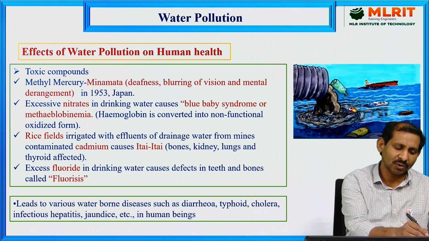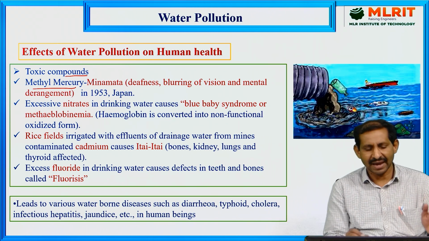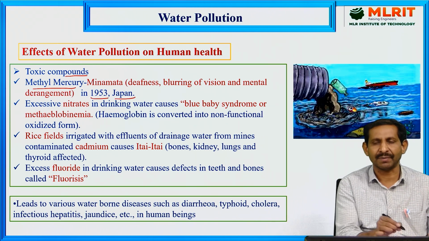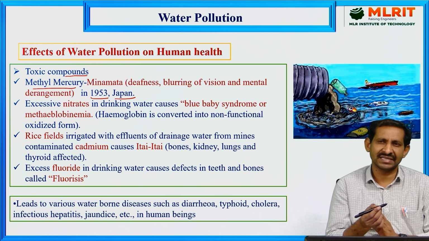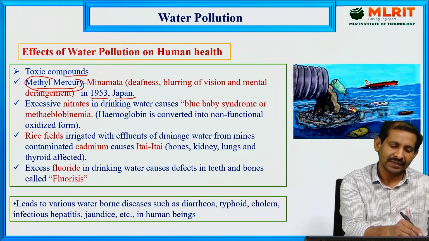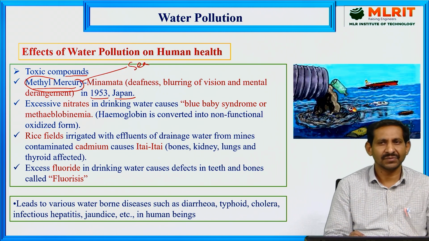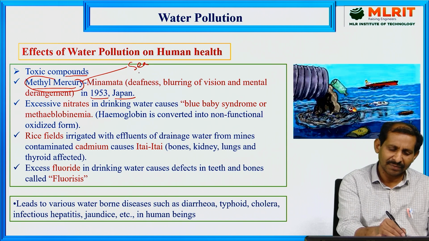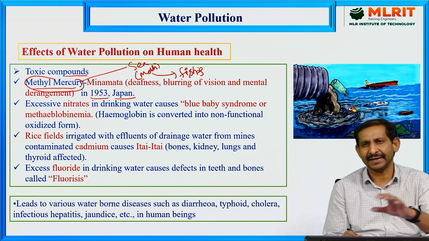First one, toxic compounds. This is the methyl mercury compound case, which happened in 1953 in Japan. One of the industries released methyl mercury compound into the sea. The sea containing the methyl mercury compound, so it was eaten by the fishes.